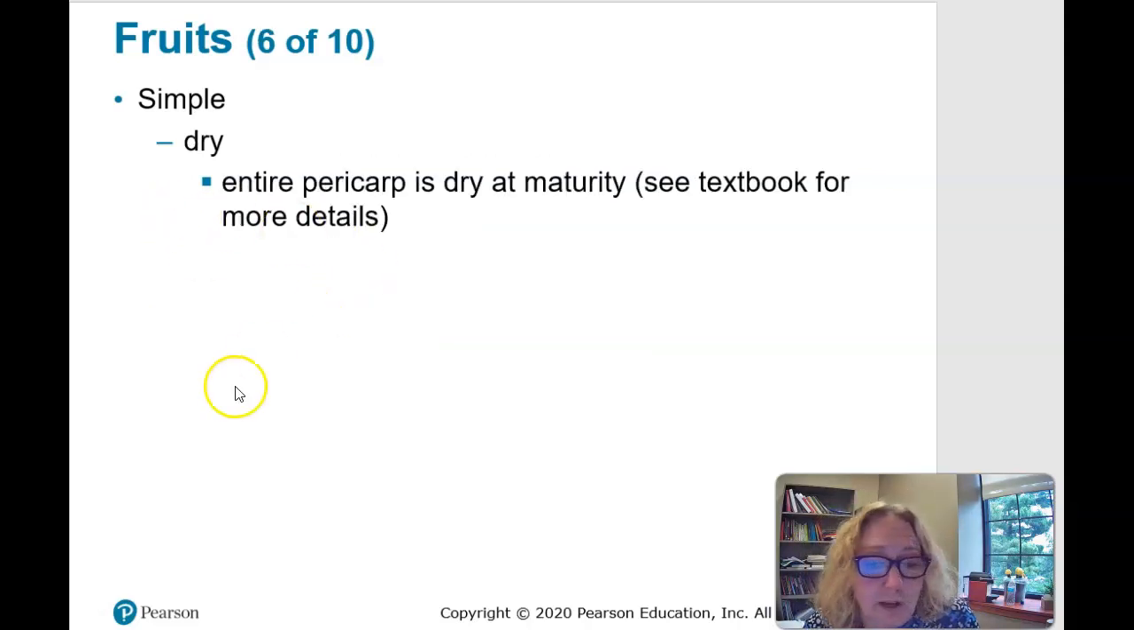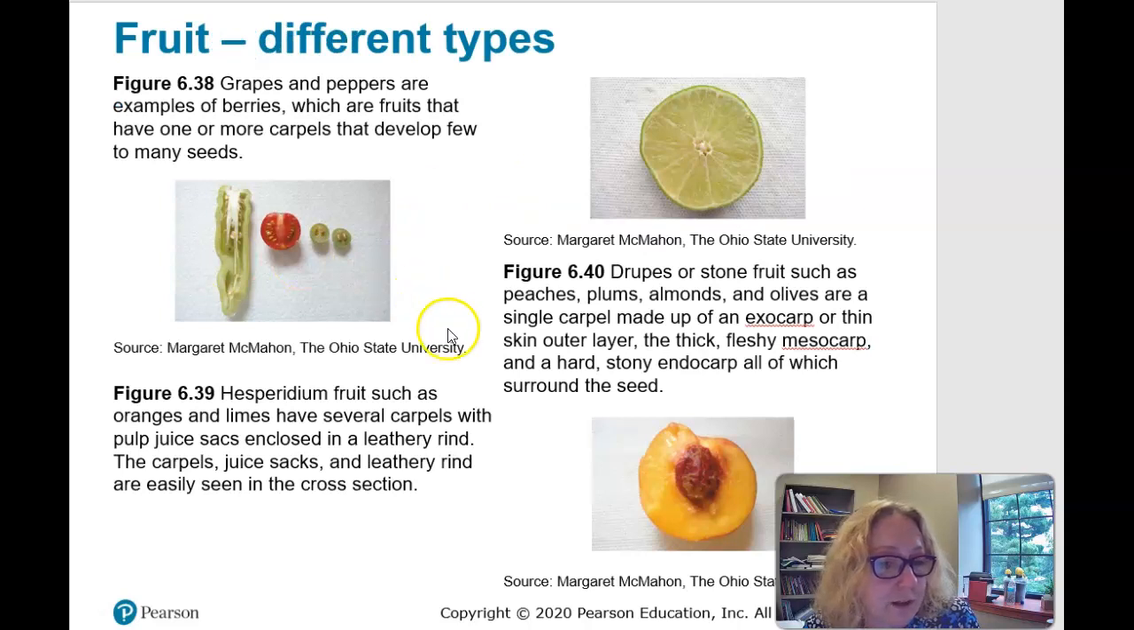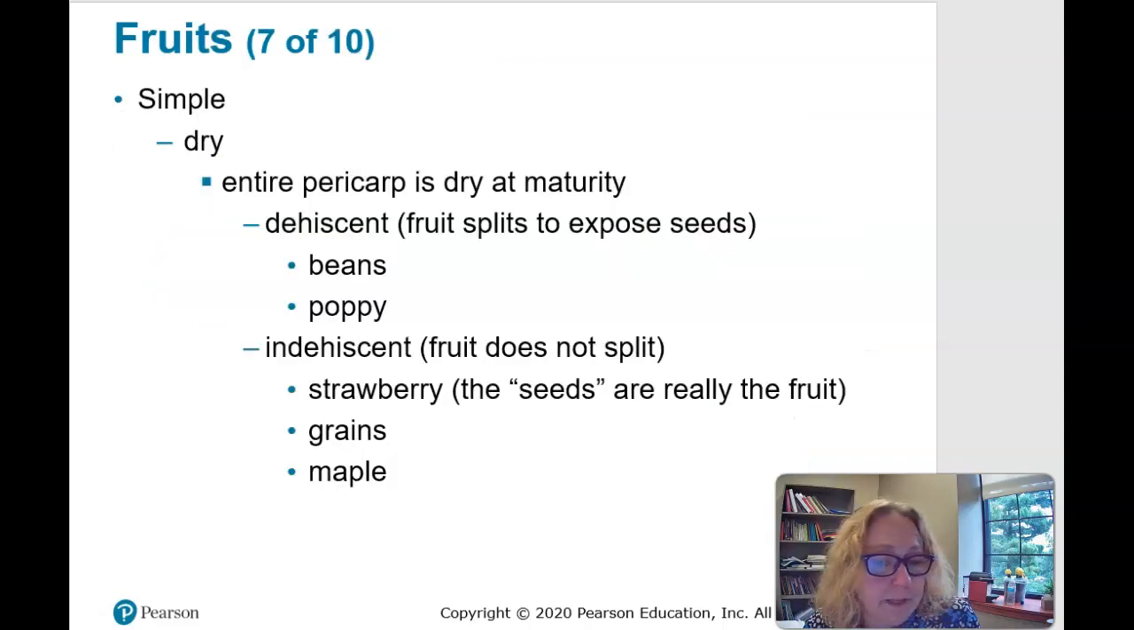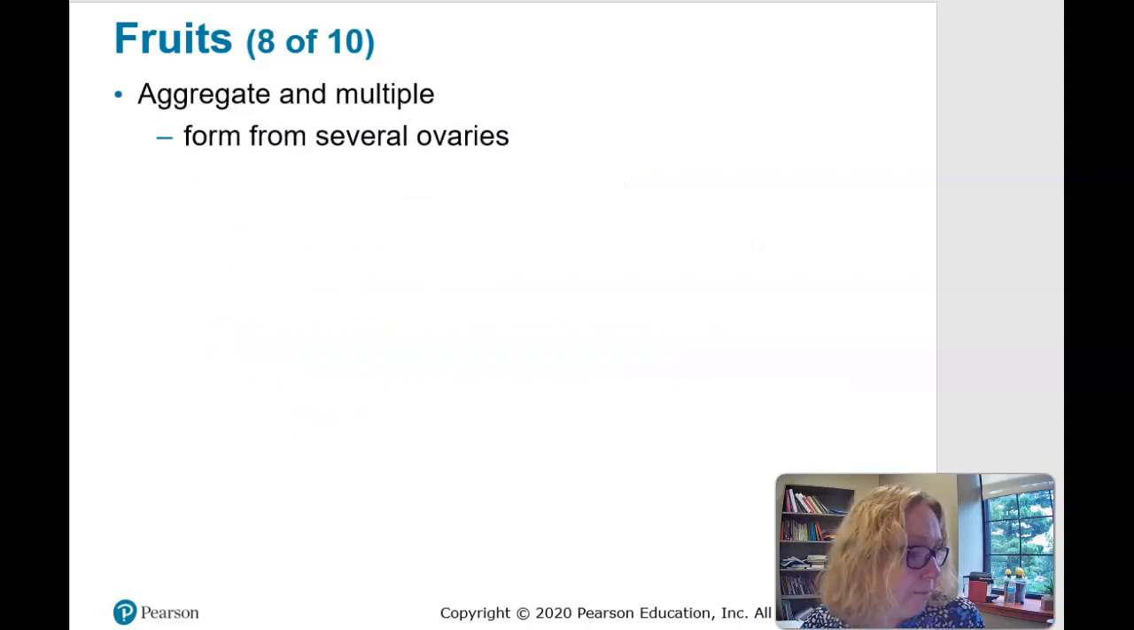Simple dry fruit would be basically, I don't know why I put see textbook for more details. Basically, these are just dry fruits. So here are your grapes and peppers, here's your citrus, and here are the things that you are definitely going to spit out. So the simple ones basically are going to be beans, poppy seed, basically fruit that doesn't split. These are going to be strawberries, grains, and maples.